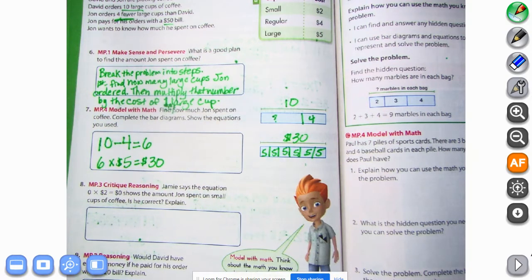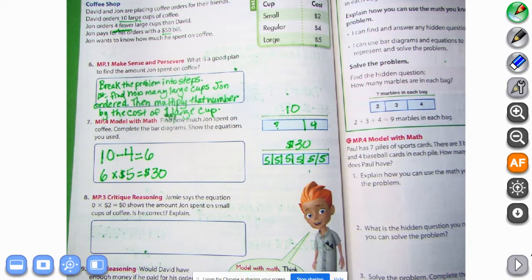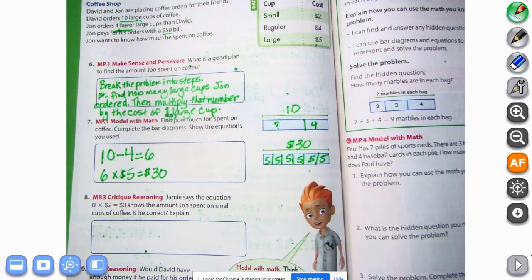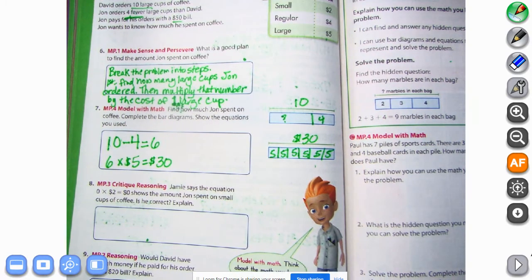Okay, let me ask a secondary question. If he paid with a $50 bill and his coffee cost him $30, how much money did he get back? How many of you said $20? That would be right. All right, we're going to go down to number 8.